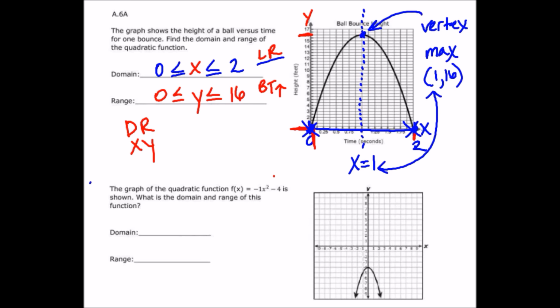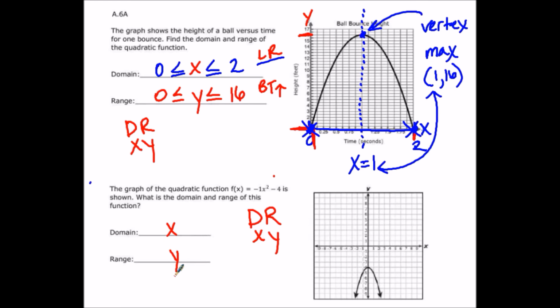It says the graph of the quadratic function f of x equals negative x squared minus 4 is shown. What's the domain and range of this function? Guys, I'm teaching this and I still write Dr. XY every single time. Okay, so domain is x, range is y, and I come over and I check out how many inequalities am I going to have?